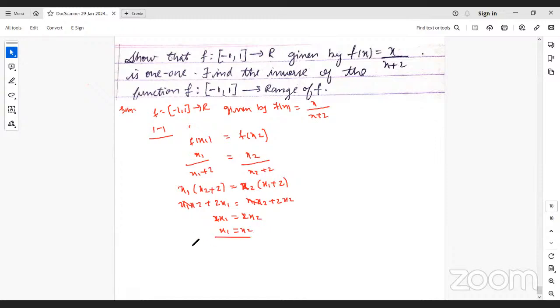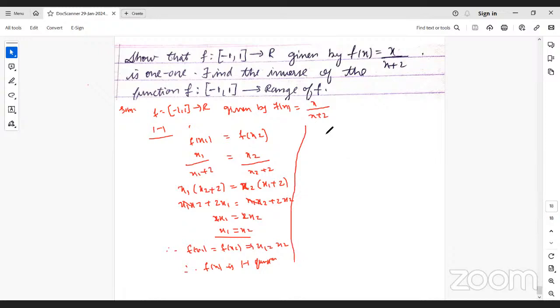So f of x1 is equal to f of x2. So you need to write the definition of 1-1. F of x1 is equal to f of x2 implies x1 is equal to x2. So therefore the function f of x is a 1-1 function. Next they are asking again to find the inverse of the function. They are only asking us to find the inverse, they are not asking us to check whether it is invertible. So here what we need to do is to find out the inverse.